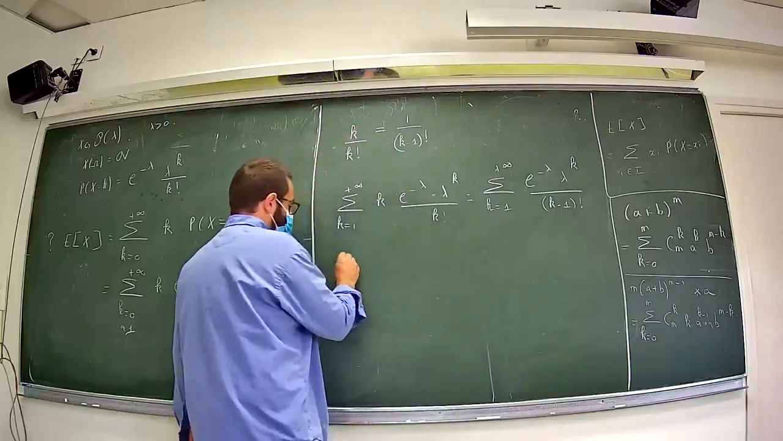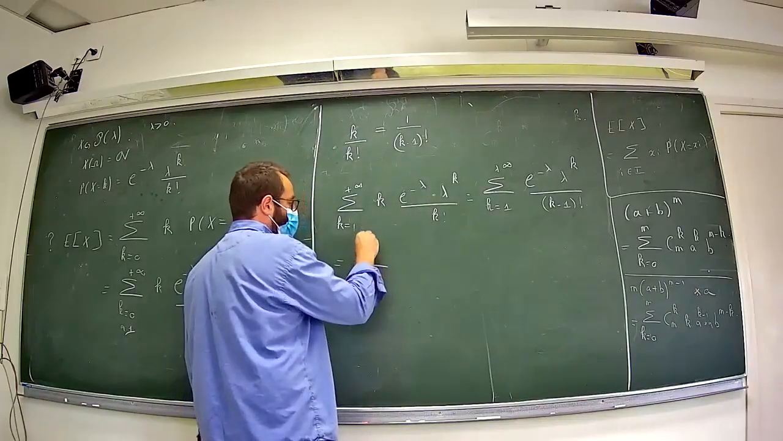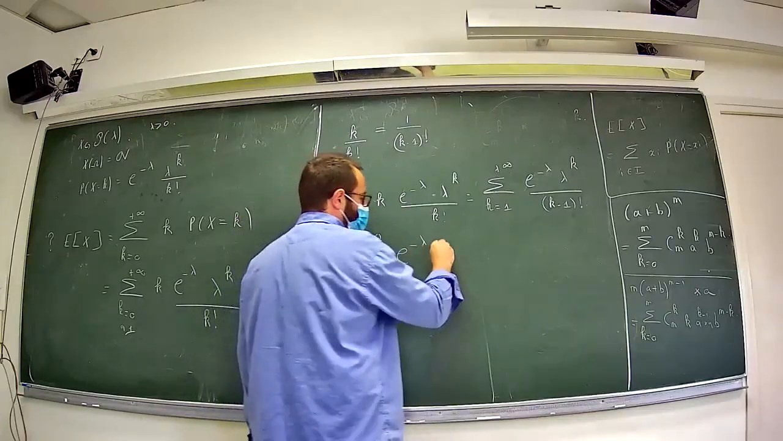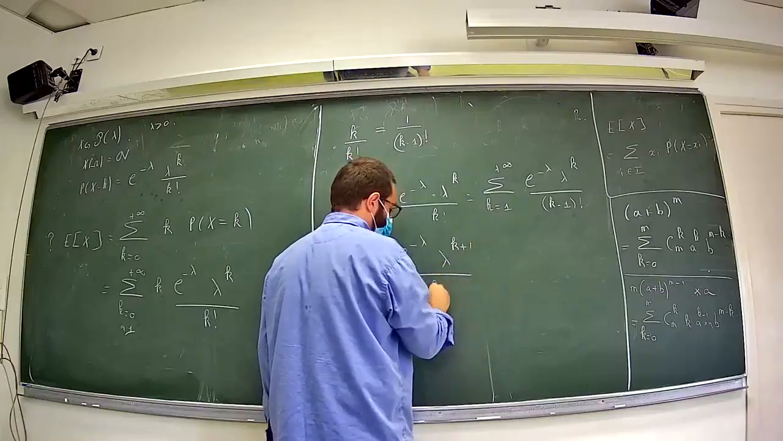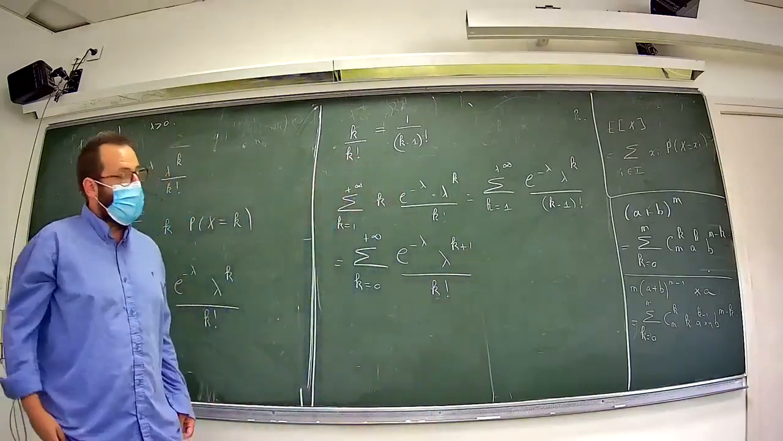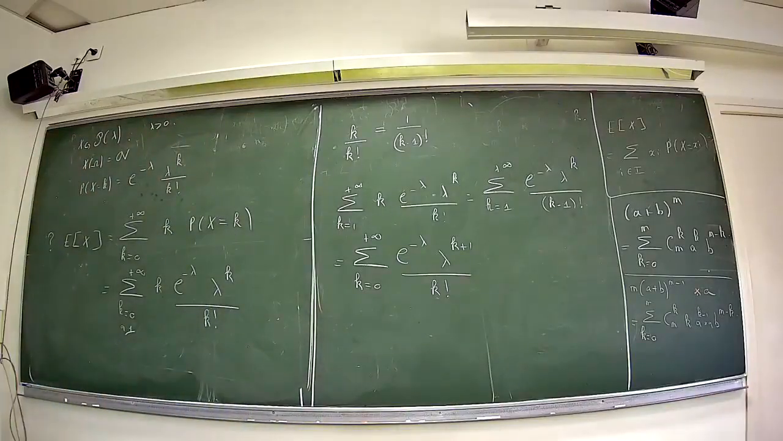So I can write it as the sum from k equal to 0 to plus infinity, I change my index, exponential minus lambda times lambda to the power k plus 1 over k factorial. I change k minus 1 into k. I do a translation of my indexes in order to obtain this sum here.